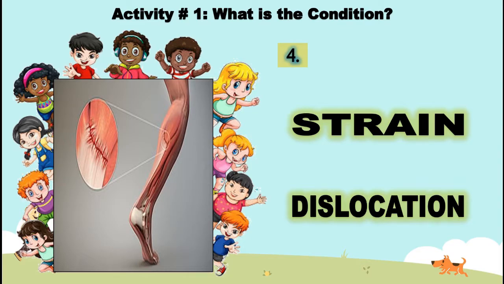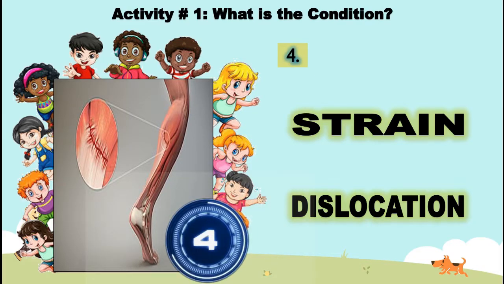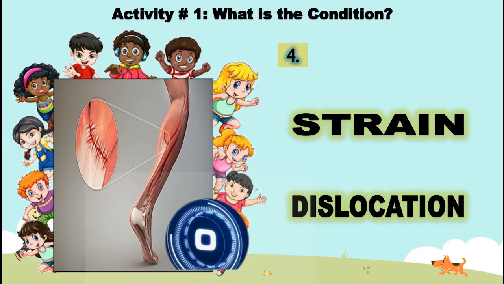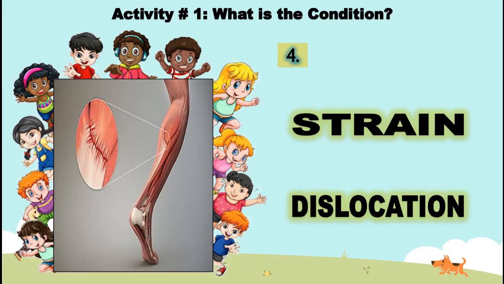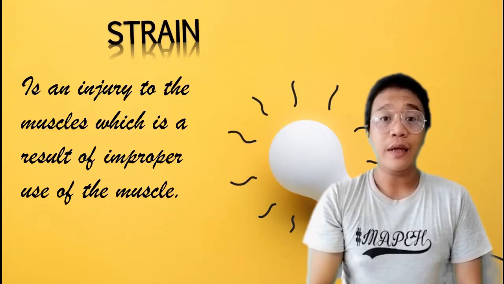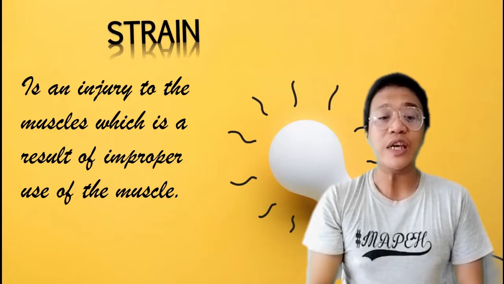Picture number 4. And the answer is strain. Strain is an injury to the muscles which is a result of improper use of the muscle.